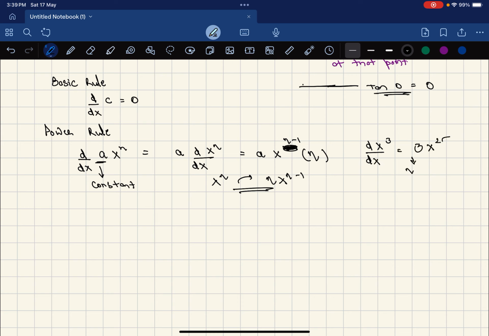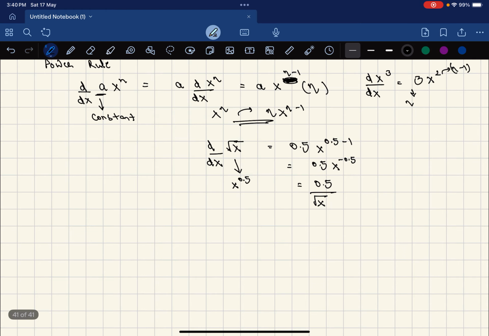We can have some more complex examples here. For example, if we need to find the derivative of root x, root x is nothing but x raised to power 0.5. Therefore, the answer would be 0.5 times x raised to power 0.5 minus 1, which becomes x to the power minus 0.5. This is 0.5 divided by root x. So this is the required derivative for the square root of x. So basically the power could be anything.